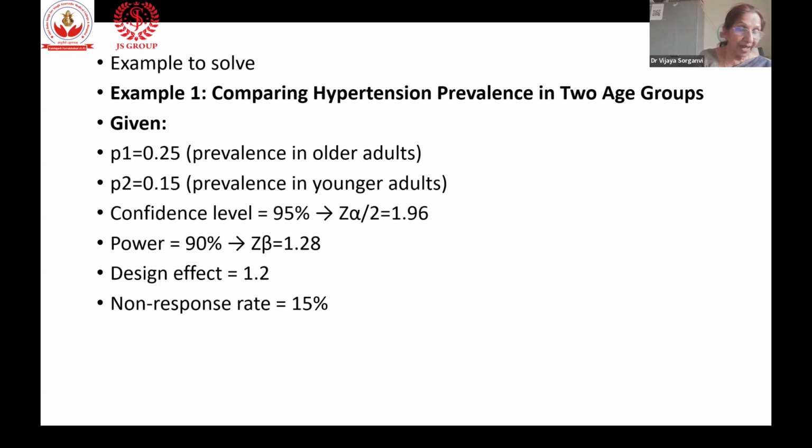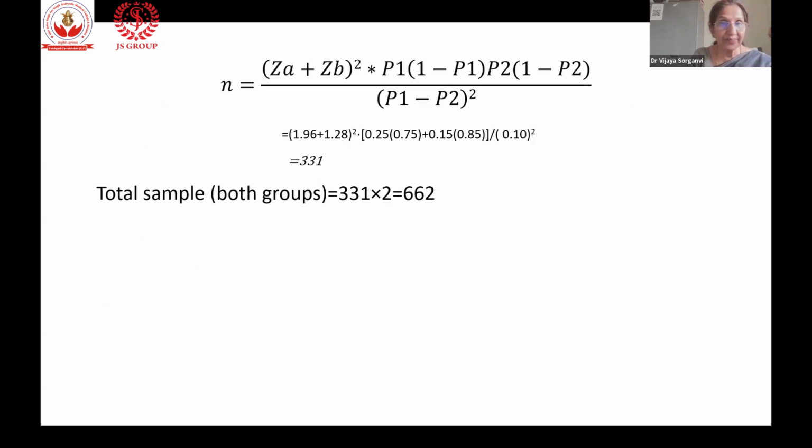Design effect, you can adjust to any value. Non-response rate, you can take from 5% to 20%. So you calculate sample size using the formula as well as tabulate. So I calculated sample size using these two proportions, 331, multiplied by 2 is 662. Total sample size is 662. Per group it is 331.